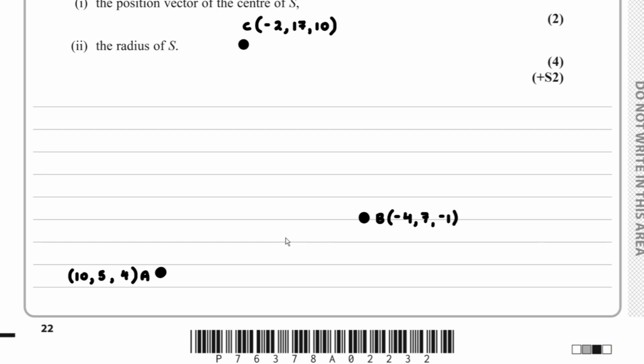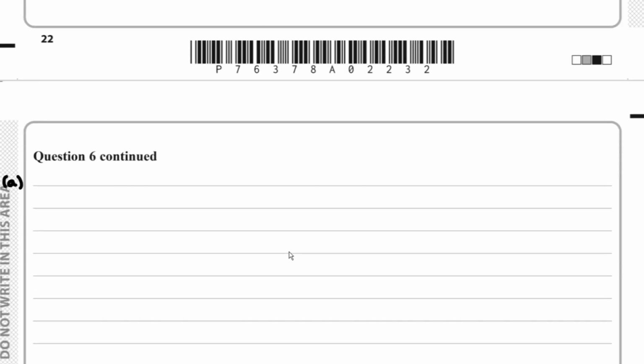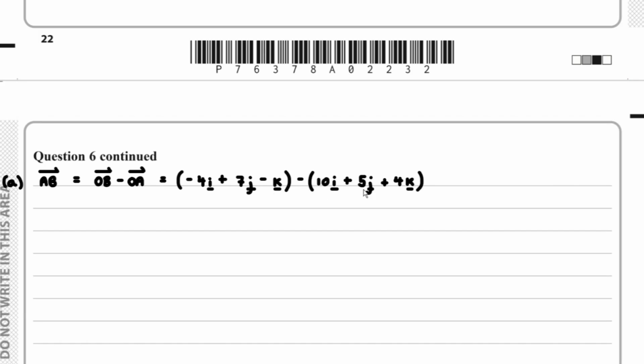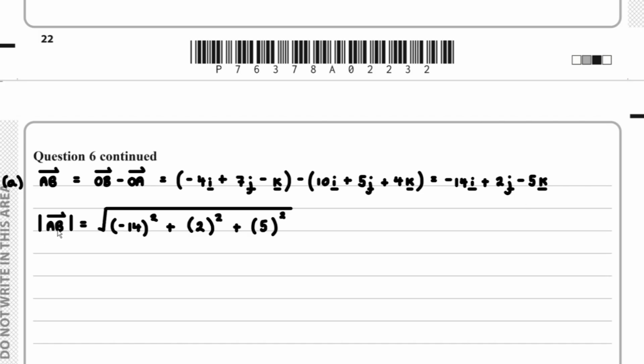We would have to use these points here. So let's begin by finding the vector AB. That's equal to OB take away OA. So we've got negative 4i plus 7j take away k, subtract 10i plus 5j plus 4k, and if we work this out, we get negative 14i plus 2j subtract 5k. So the length of AB is given by the square root of negative 14 squared plus 2 squared plus 5 squared, so that's the square root of 225, which is 15.